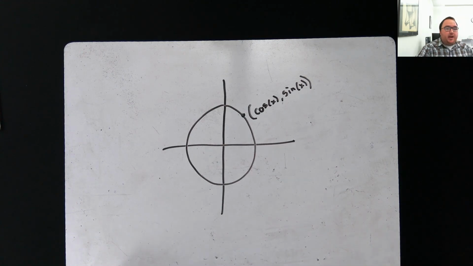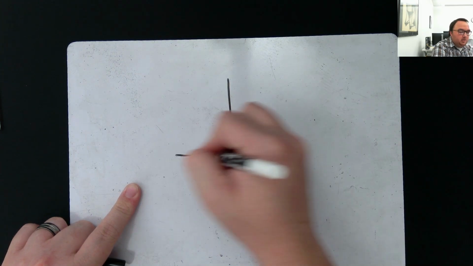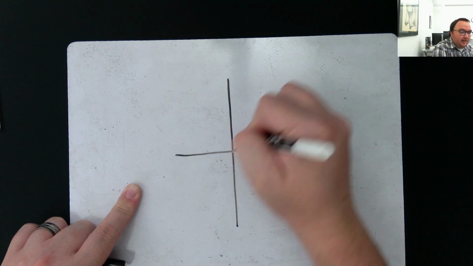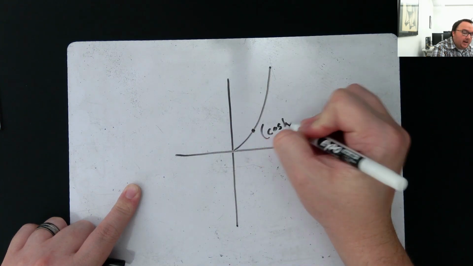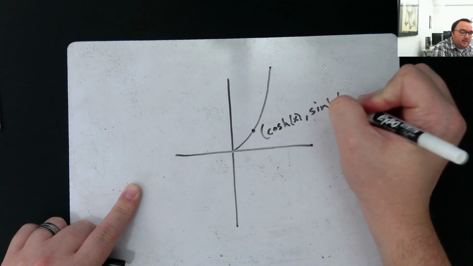Hyperbolic, instead of it being on the circle, what hyperbolic means is that it's going to be on a hyperbola. So instead of a circle, it's going to be like this, and every point is going to be hyperbolic cosine, hyperbolic sine. That's really all that this means.